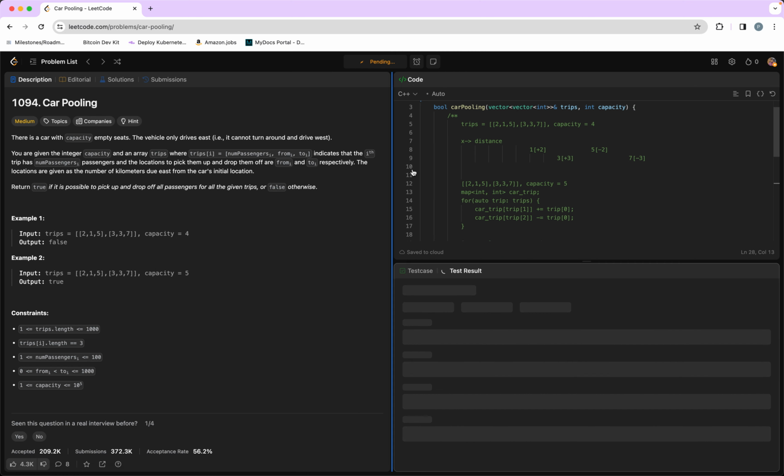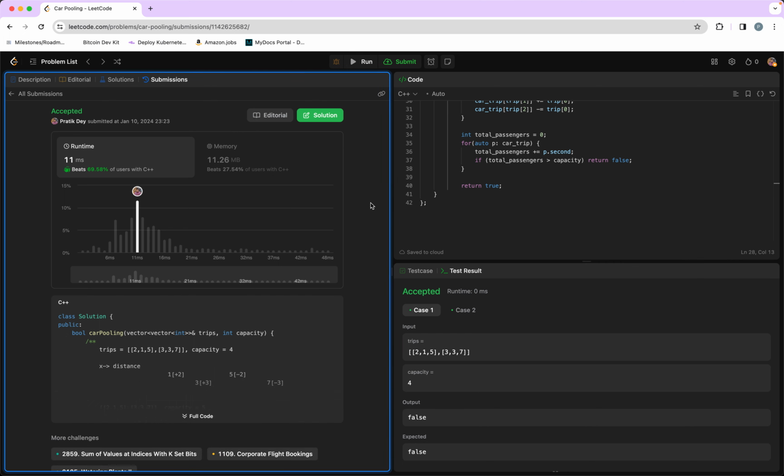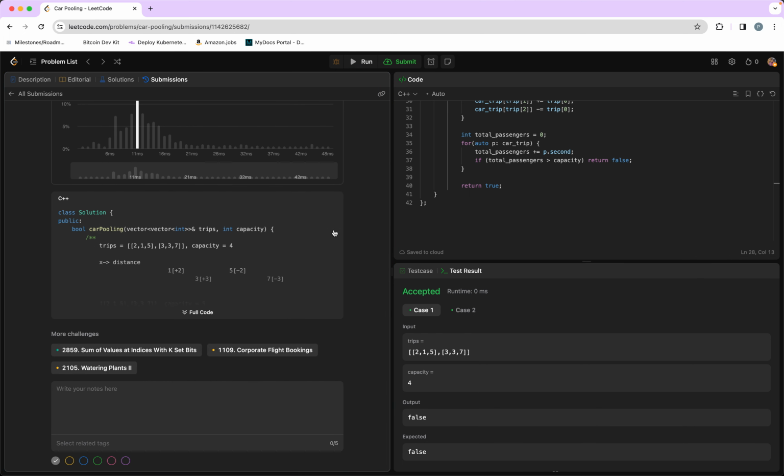Leetcode seems to have changed this UI a bit, and I think they have refactored it nicely. So yeah, the code is running as expected. Let's just submit the code, and so yeah, this code got accepted.